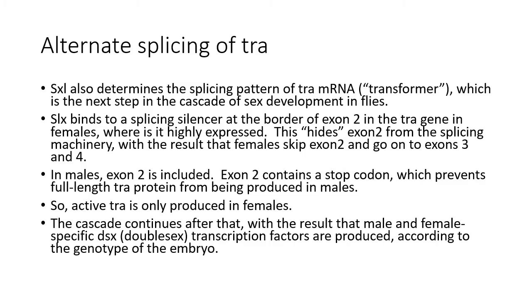Okay, so this is summarizing what I just said. In males, exon 2 is included, and that contains a stop codon, which you don't want because it prevents full-length TRA from being produced. So active TRA is produced only in females, and that allows the next step in the cascade, which is to say the differential splicing of the double-sex transcript in males versus females to produce 2 different forms of this transcription factor.